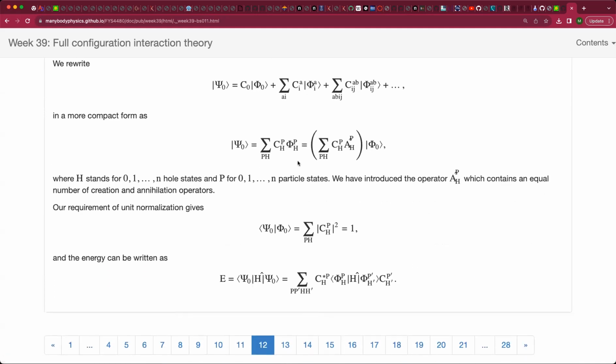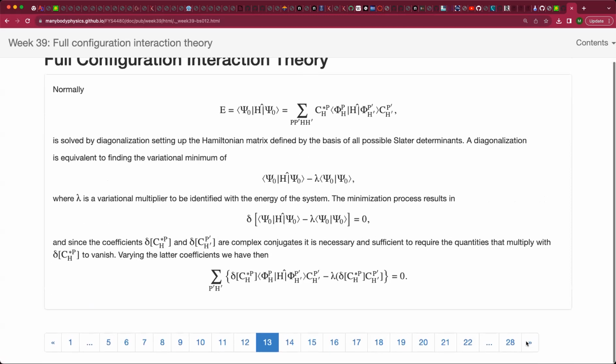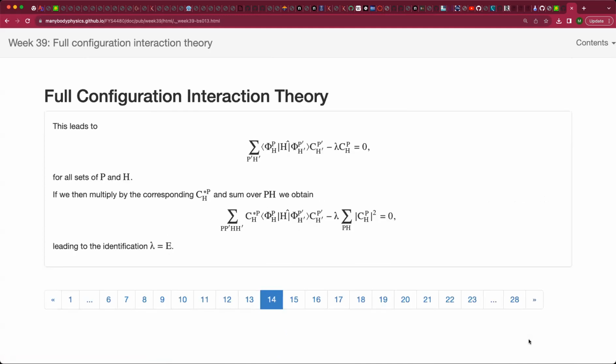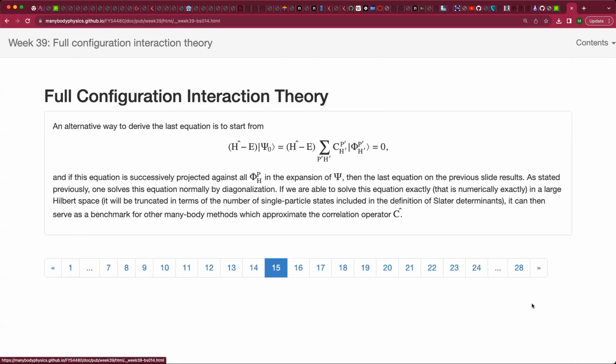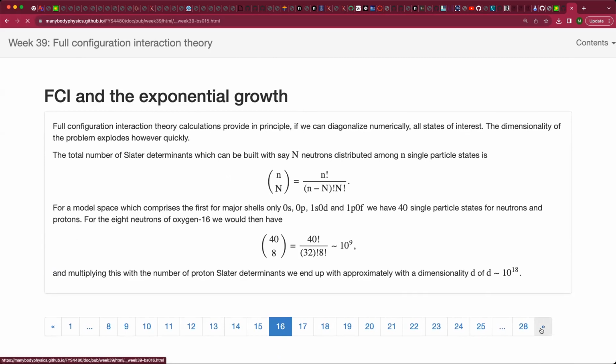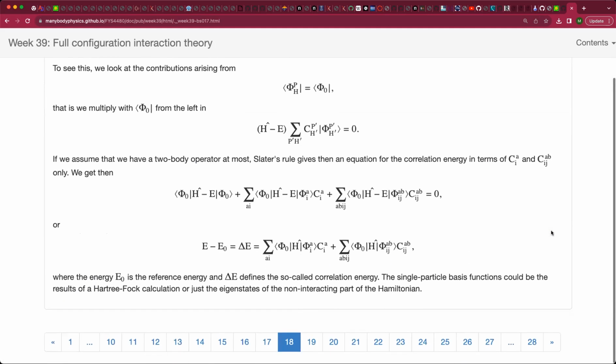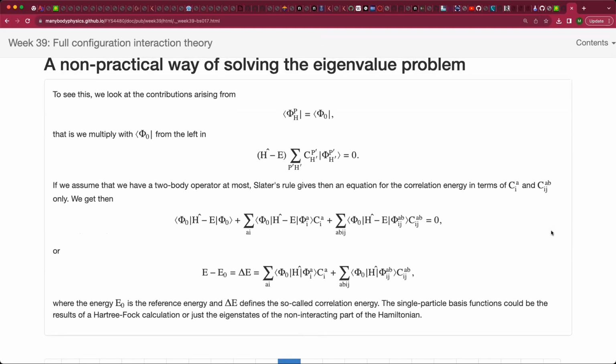And then we rewrote this one in a more compact way, where we have these coefficients which we get from the diagonalization, and we define this A of HP as the chain of creation and annihilation operators. And if we move on a little bit, so I'm not going to repeat everything. This is just the diagonalization problem which we end up with. But the thing I wanted to say a little bit about is actually this type of inefficient way of solving the eigenvalue problem which we began with yesterday.